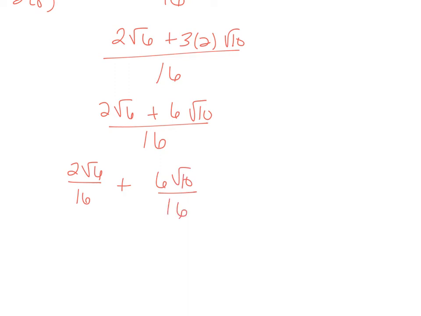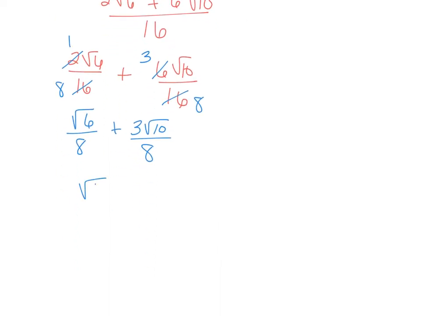And all you're going to do is reduce the numbers. Do not touch the radical, because radical 6 cannot reduce with a 16 because the 16 is not inside the house. So I can reduce this to 1 and this to 8, because 2 goes into 16 8 times, which leaves me with radical 6 over 8. And I can reduce 6 to a 3 and 16 to an 8, because they both go into 2. 6 goes into 2 3 times, and 16 goes into 2 8 times. So I'm left with 3 radical 10 all over just 8. These have the same denominator, so my final answer will be radical 6 plus 3 radical 10 all over 8.